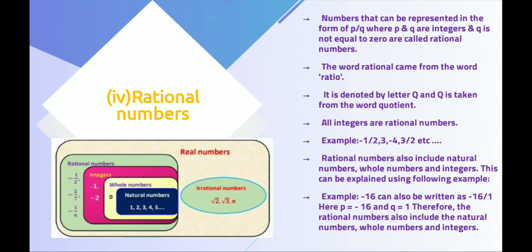Now we are going to learn about rational numbers. These are very important numbers in the number system. Rational numbers are numbers that can be represented in the form p by q, where p and q are integers and q is not equal to 0. So numbers which can be expressed in the p by q form, meaning fractional form, but where q will not be 0, because anything divided by 0 is undefined.